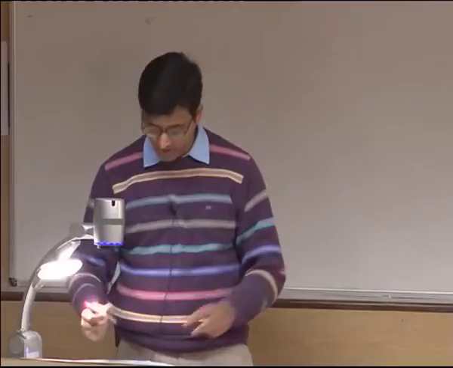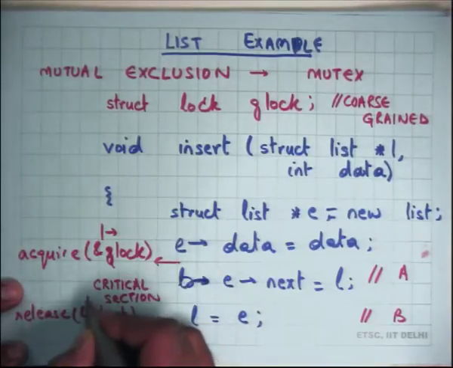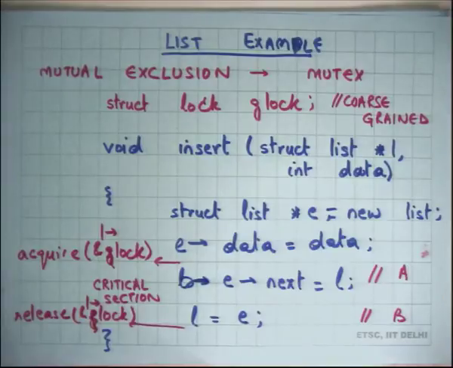So what's the better option? Have a lock per list, right? We discussed this last time. So we can have a lock per list instead of a global lock. Let's say I have a lock variable inside the structure itself, and I can just take that lock. And this is finer grained locking.